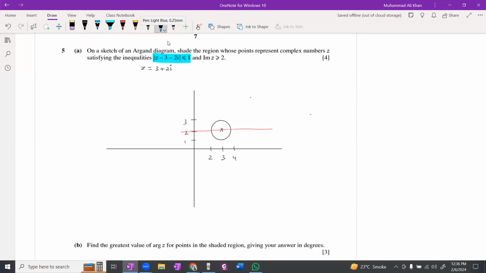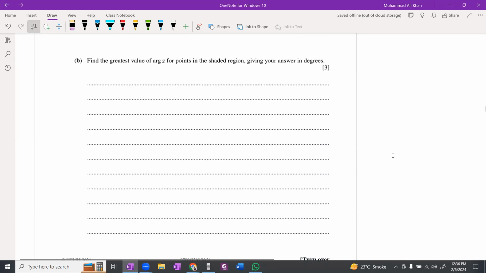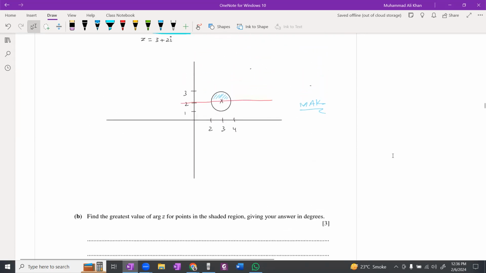तो शेडेड पोर्शन क्या हो जाएगा हमारा? ये हमारा शेडेड पोर्शन हो जाएगा. इमेजिनरी पोर्शन में ग्रेटर देन 2 रहे हम और सर्कल के अंदर रहे. तो जनाब दिस इज द आर्गन डायग्राम. अब आप देखिए 4 मार्क की आर्गन डायग्राम आपको दी गई. अ वेरी सिंपल थिंग. नाउ इन द बी पार्ट, फाइंड द ग्रेटेस्ट वैल्यू ऑफ आर्गुमेंट ऑफ z फॉर द पॉइंट इन द शेडेड रीजन. ठीक हो गया.